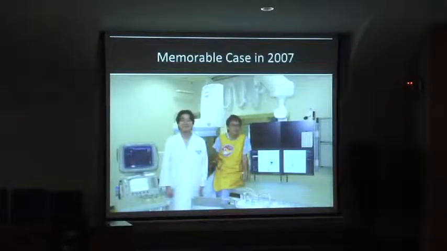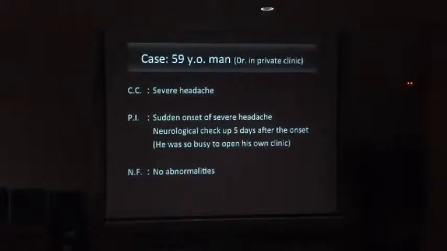Last case. I will show you a memorable case from 2007. We used a flat panel, single plane DSA machine. The case is a 59-year-old man, a doctor in a private clinic. Chief complaint: severe headache, with sudden onset. But he came to my hospital for a neurological checkup 5 days after the onset because he was so busy opening his own clinic.